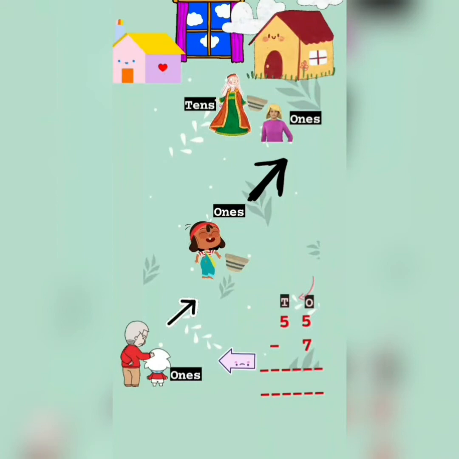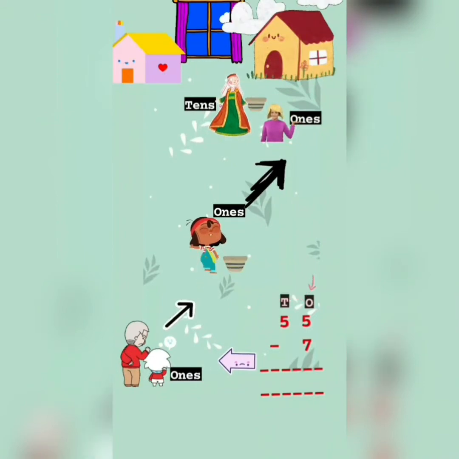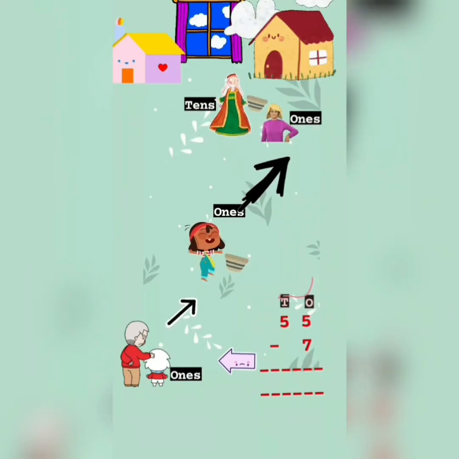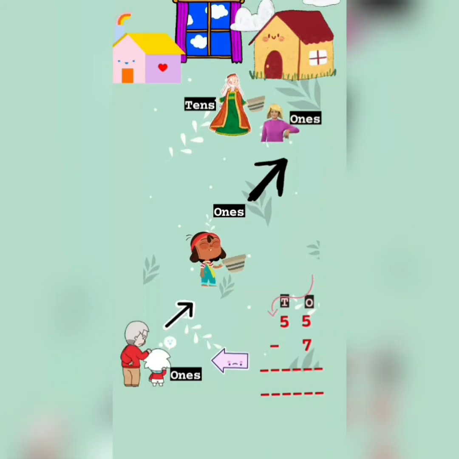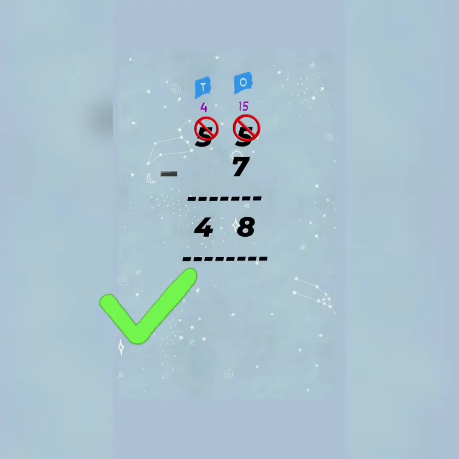Finally ones reaches the tens place and asks for 1 tens. 1 tens is equal to 10. So now ones has got one number from tens. Now the 5 at one's place becomes 15, because 1 tens, that is 10, plus 5 is equal to 15, and the 5 at tens place becomes 4. It will become easy to subtract. Now 15 minus 7 at one's place is 8, and the 4 at tens place remains 4.